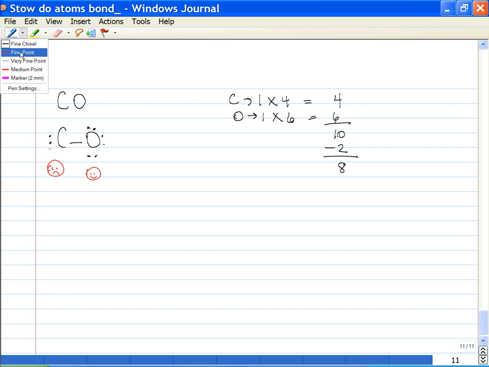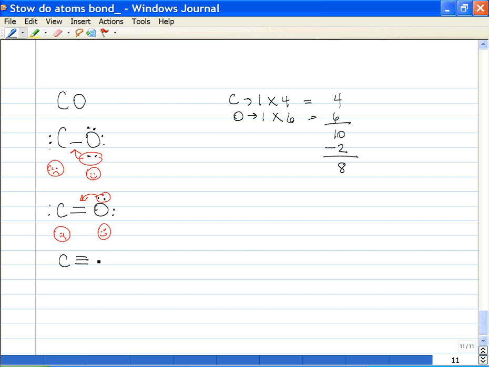The first thing we would try is to move one of these pairs of electrons to form a bond. When we do that, we end up with this. Now let's reevaluate. Is carbon happy? No, it's still not happy. Oxygen is still good. So we're going to have to move another pair of these electrons, and what we're going to end up with now is a triple bond.